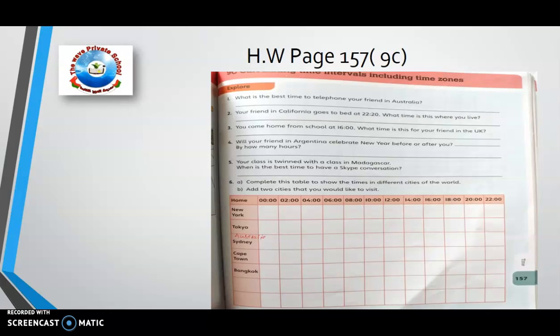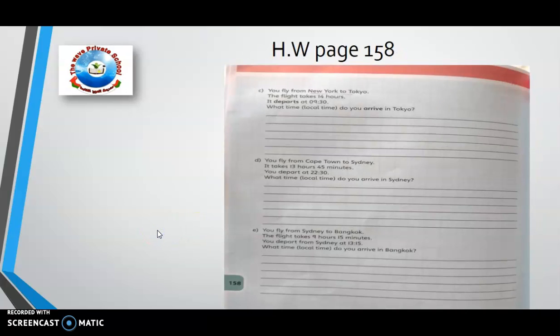Now the day is starting. It's 12 o'clock at night and coming to 1 o'clock AM. So if it is midnight, 12 o'clock in Oman, you have to tell me what is the time in New York. If it is 2 o'clock, it means morning. What will be the time in New York? If it is 16, it means evening. So what time is it in New York also? You have to tell me this. This is also your homework on page 158.